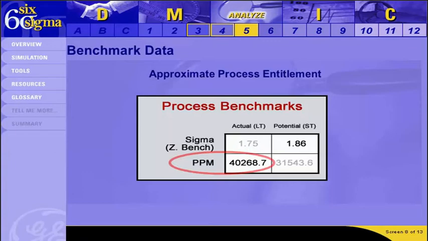The long-term goal is always to achieve Six Sigma performance. So we have tentatively set our performance objective for the data entry process at a long-term DPMO of less than 40,000. Click Next to continue.